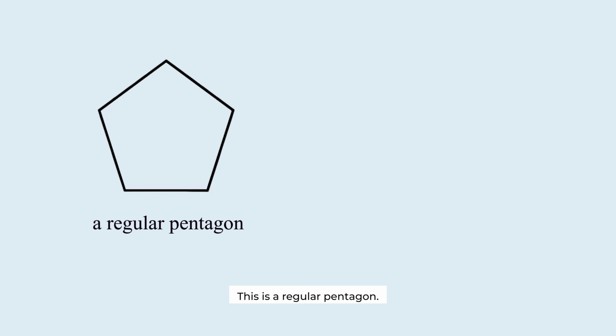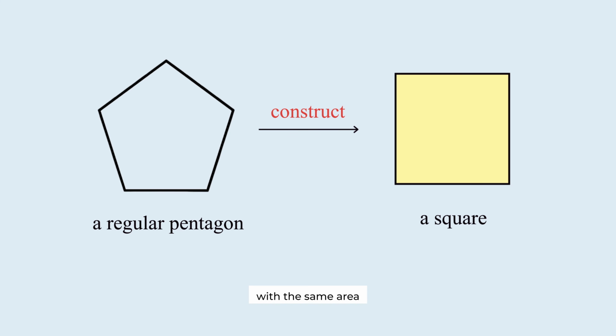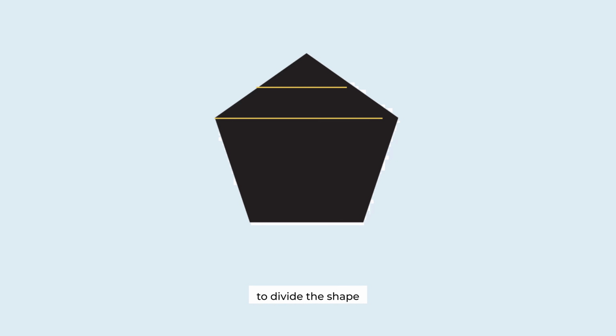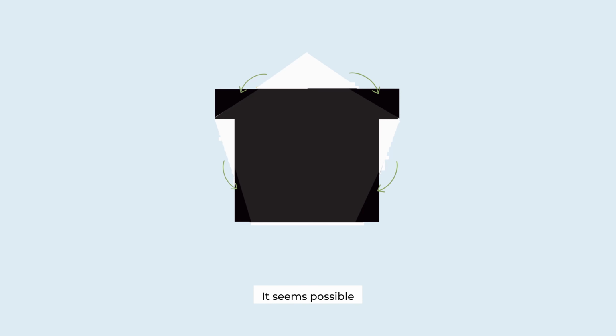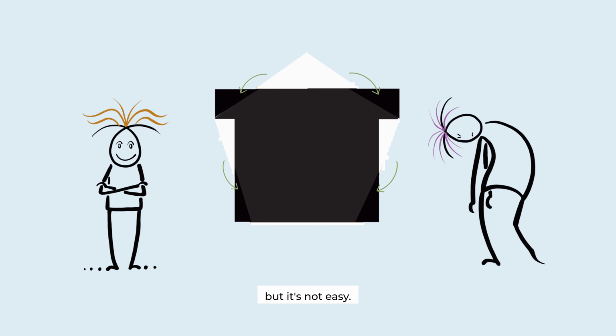This is a regular pentagon. Construct a square with the same area as this pentagon. Are you trying to divide the shape into multiple parts and rearrange them? It seems possible, but it's not easy.